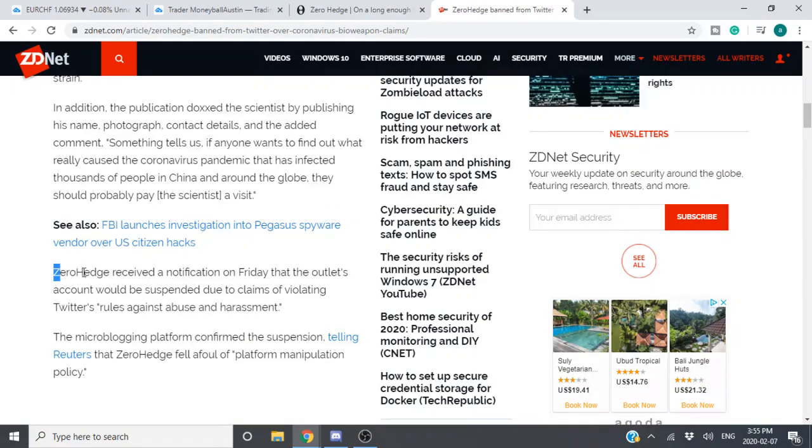So Zero Hedge received notification on Friday, claiming they violated Twitter's rules against abuse and harassment. That's bullshit. That's the most BS I've seen. Going around banning InfoWars, banning Zero Hedge. Just mind blown about what these social media platforms do just to control you, just to shove certain information down your throat so that you can believe them or consume their content.